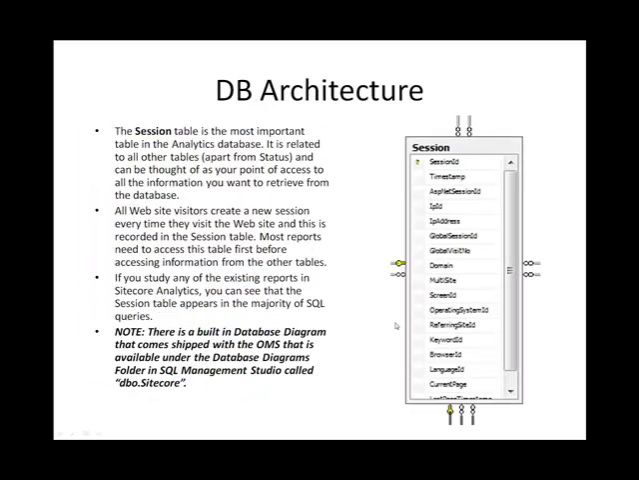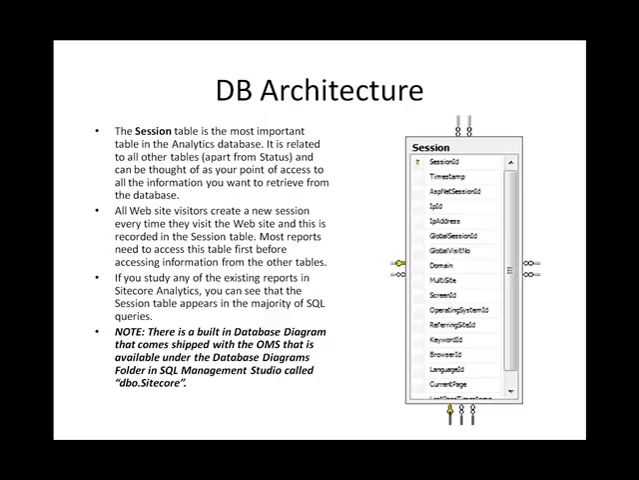Let's have a look at the DB architecture. The session table is by far the most important table in the entire Sitecore Analytics database. It is related to all other tables via a primary or foreign key, apart from the status table, and can be thought of as your point of access to all information you want to retrieve from the database. All website visitors create a new session every time they visit the website, and this is recorded in the session table. So, such information as the session ID, the timestamp, the IP, the domain, what site they accessed, etc. can all be accessed through the session table.